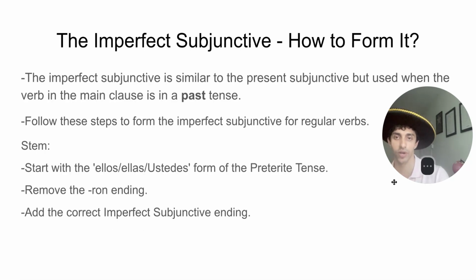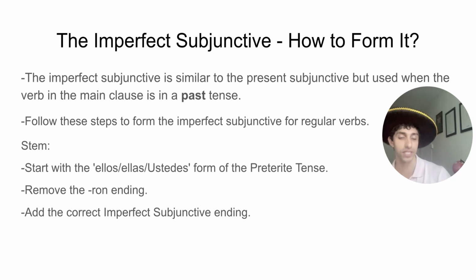Okay, now we're going to look at the imperfect subjunctive. Again, this is expected to be fairly tricky. So how can you form the imperfect subjunctive? First of all, the imperfect subjunctive is similar to the present subjunctive, but it's used instead when the verb in the main clause is in a past tense. For example, if you were to say, I want you to go to Spain, you'd use the present subjunctive. That first verb, I want, is in the present tense. So you'd use the present subjunctive after that.